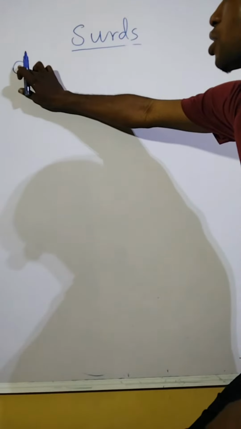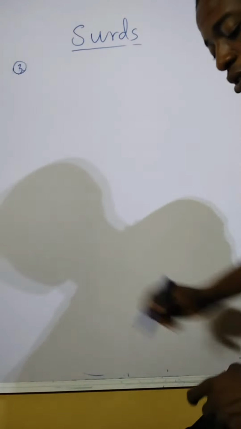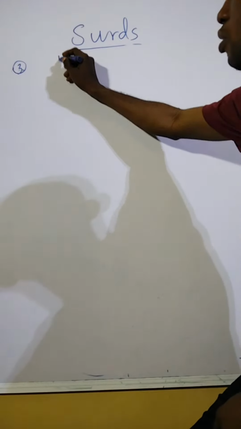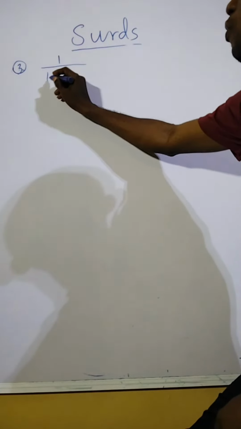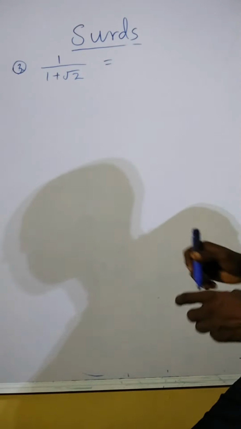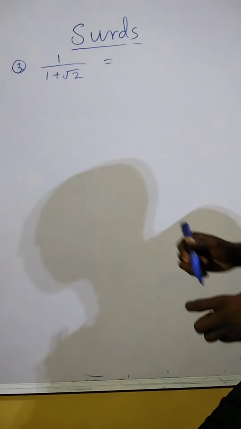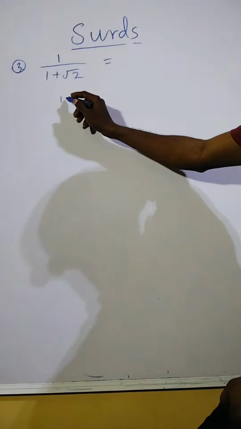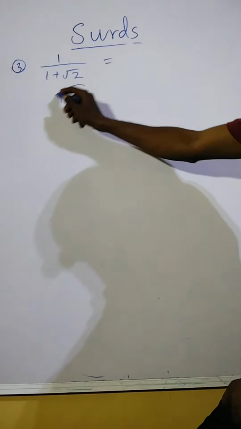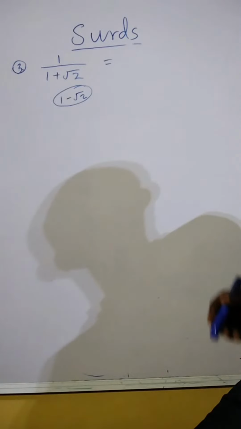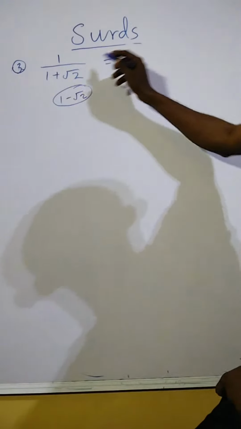We call this question number 3. And here we have, this is also a simple one: 1 divided by 1 plus root 2. Also, to simplify this, multiply the numerator and denominator by the conjugate sort of the denominator, as we have 1 minus root 2. So use this to multiply the numerator and denominator.